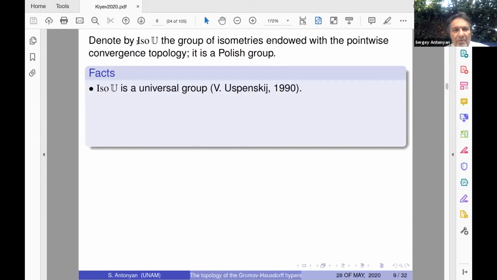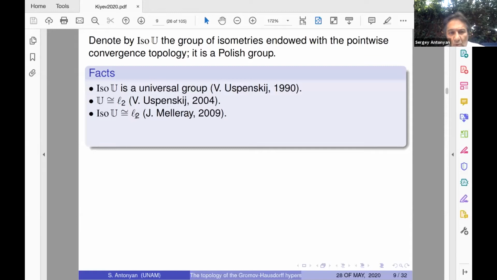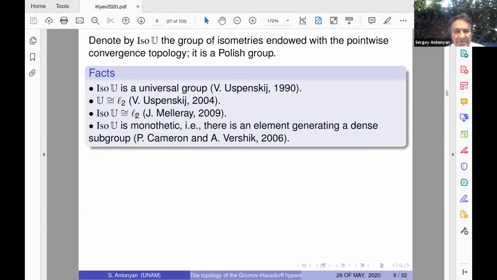Denote by iso U the group of isometries endowed with the pointwise convergence topology. It is also a Polish space, this group. And this group space is also known to be homeomorphic to L2. This is a result of the French mathematician Malary.